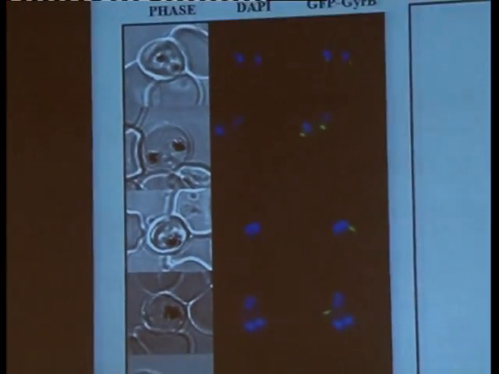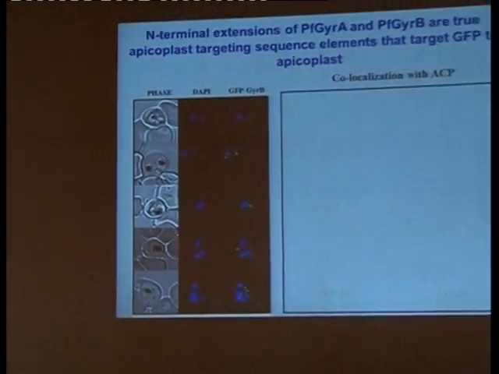gyrase subunits, gyrase A and gyrase B, which form a heterotetrameric complex, gyrase A2B2. Surprisingly, they have similarity with E. coli, but they also have this long N-terminal extension. What are these extensions? These extensions are basically apicoplast targeting signals.